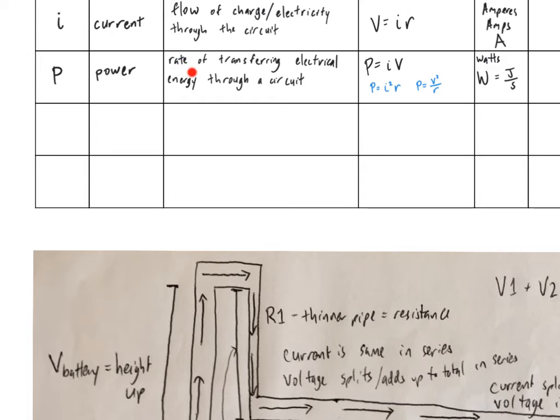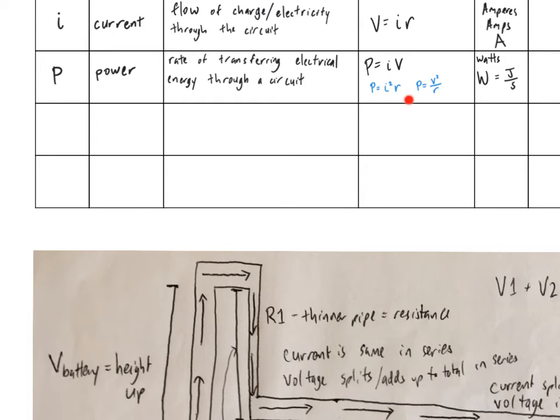Power is the rate of transferring electrical energy through a circuit, and power is equal to the current times the voltage. Now, we can also come up with some other equations for power by inputting IR for V. So if I take IR and sub it in for V here, it would be I times IR. I times R is I squared R. So power can also be equal to I squared R.